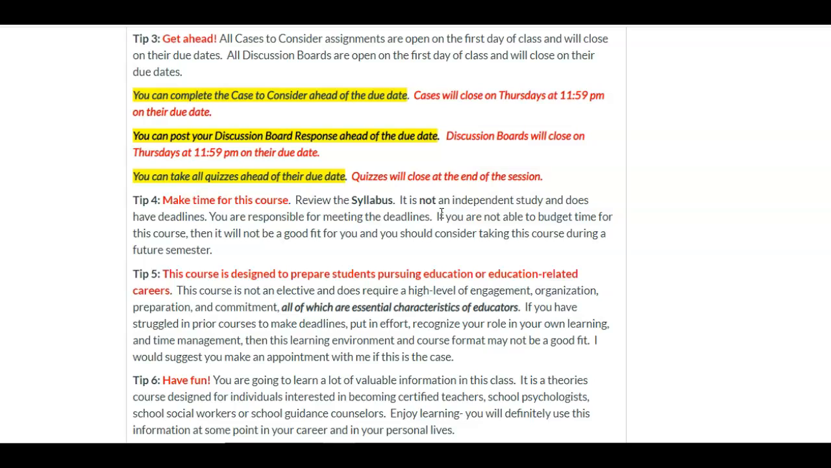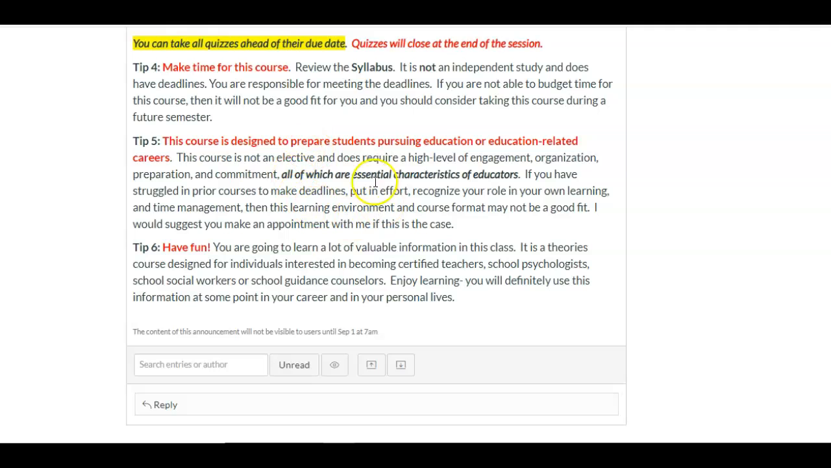You can get ahead. Throughout each week, you can decide when you want to take the case, when you want to do the discussion board, when you want to hand in the research worksheet or the paper or whatever. But by Thursday at 11:59, there are certain things that are going to be due. So again, review the syllabus and decide how you're going to plan out this course. This is a very important course. It is not something that can be rushed through. If you're going to go on into education or an education related field, these theories are going to be absolutely important for you, which then leads me to tip number 5.